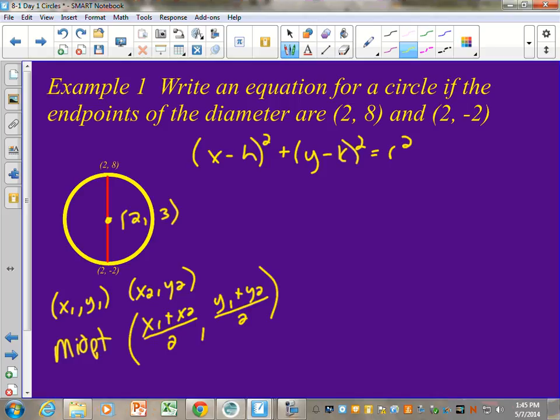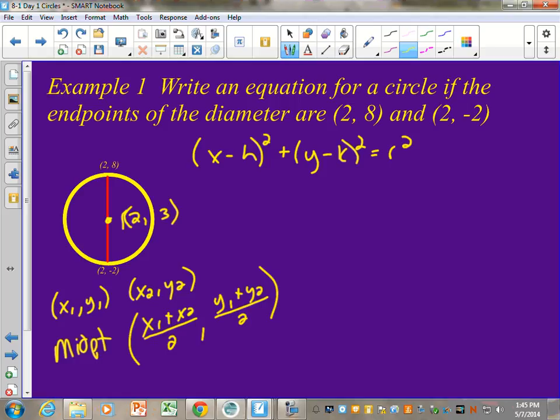That 2 on the bottom, is that always 2? Yes, because you're taking half of it. It's like the average of the 2 points. Is that parentheses? Mhm. 2, 3. Yes, sorry, that's my I point. So that's my center, that's my H, and that's my K.